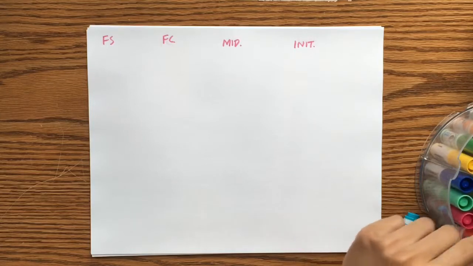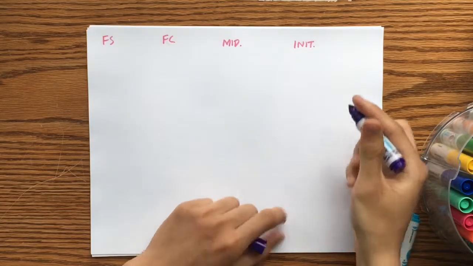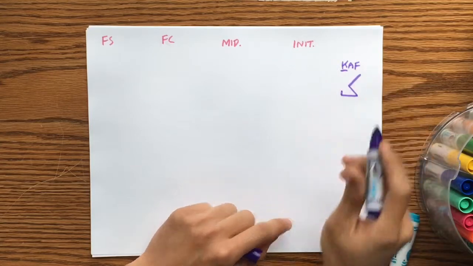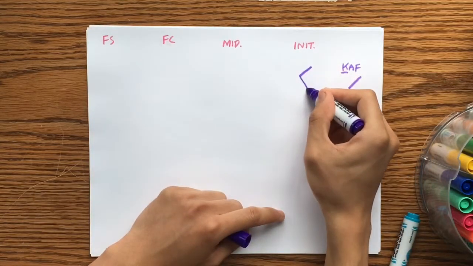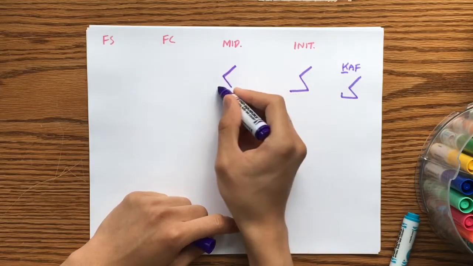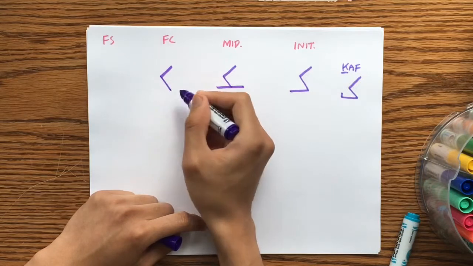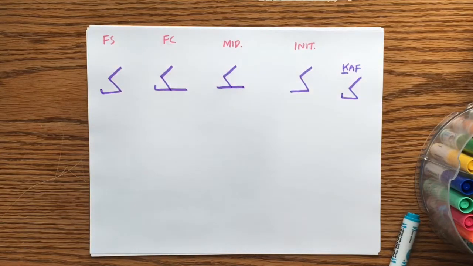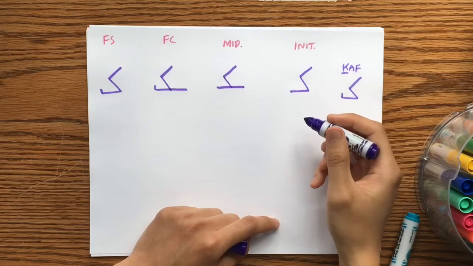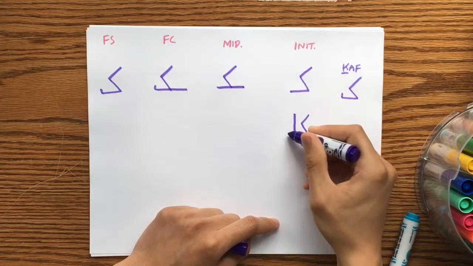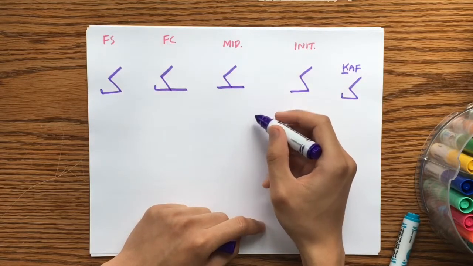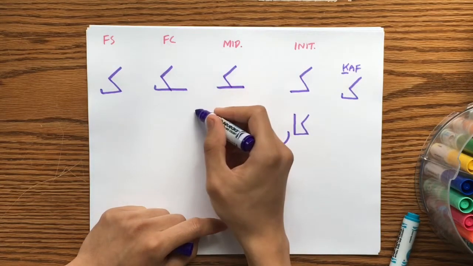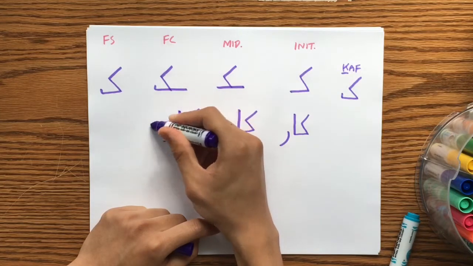Let's switch up our colors here. Next, we have kaf. And kaf makes the K sound. It's also a connector. So the initial looks like this. The middle looks like this. The final connected looks like this. And the final separate looks like this. So now we can write the word kar, which means work, like a job. And we can write the word kard, which means knife. And we can write the word kart, which means card.